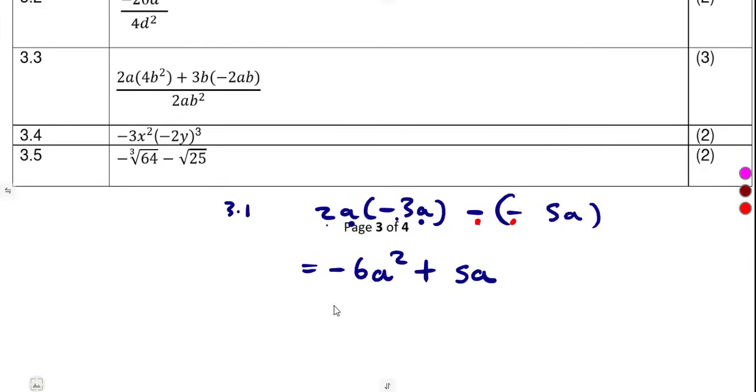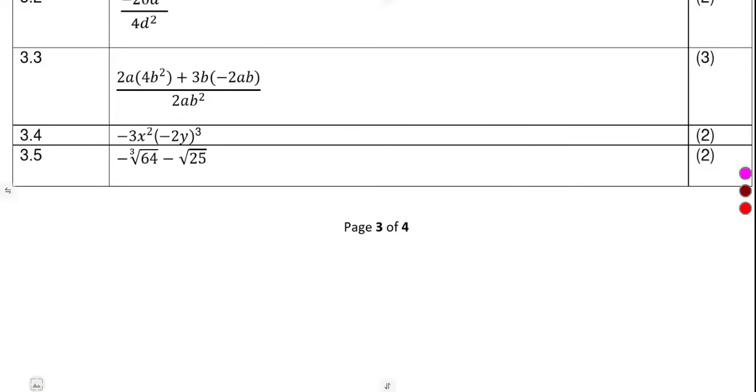Can we simplify this? No, these are unlike terms because of the difference in the exponents. Yes, there is a there, but they are of different exponents. So we refer to these ones as what? Unlike terms, because of that. So we are done. There's nothing that we're going to do there. All right. So that was the first part.